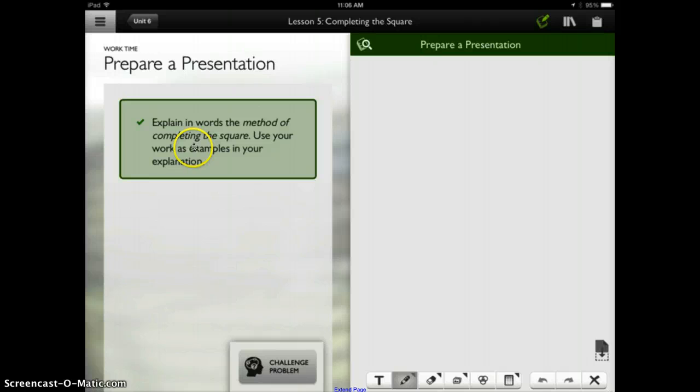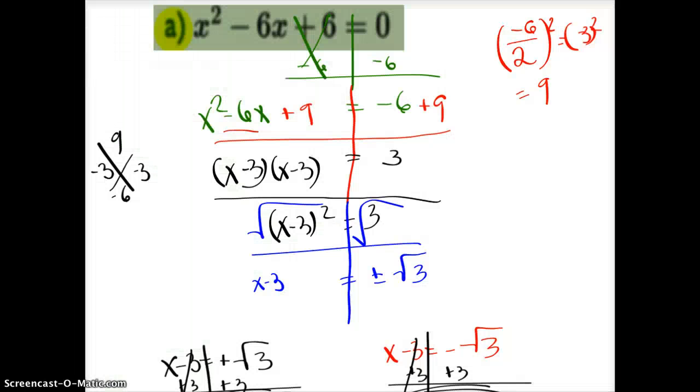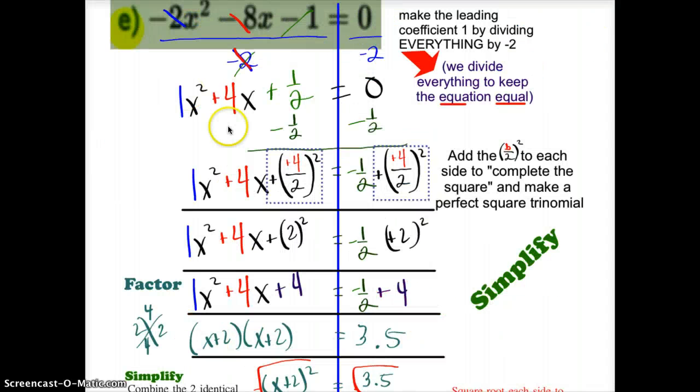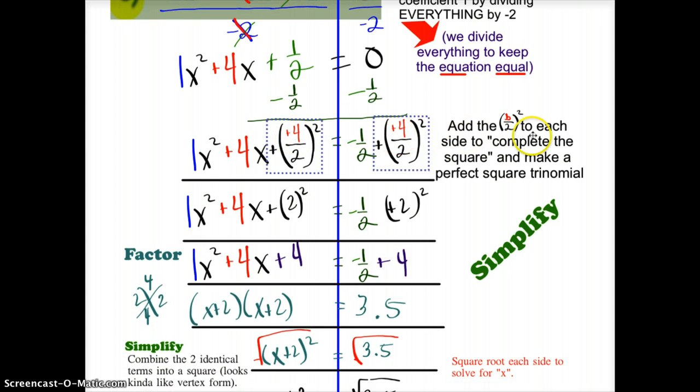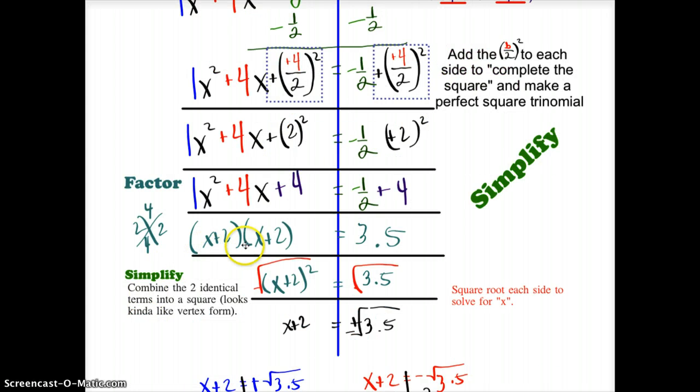Now, explain in words. I use a lot of the words for you guys and I've done them already, so let's go to the one that's nice and pretty. Here's the words. We're making everything a leading coefficient of 1. To keep everything equal, you're going to add this term to each side in order to make it a perfect square. A perfect square trinomial will factor into two identical factors. And you square root each side to solve for x.